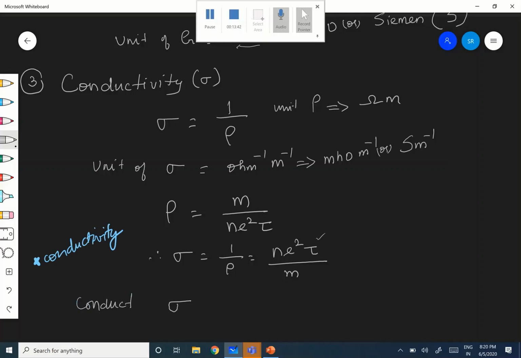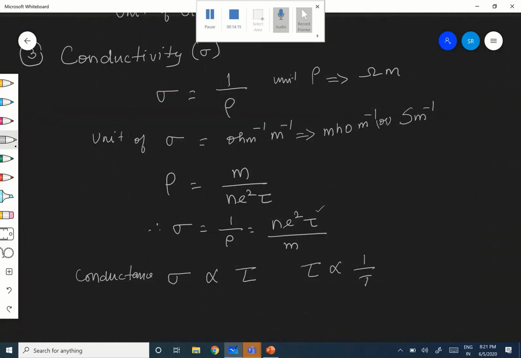Conductance sigma is proportional to the relaxation time. What is relaxation time? The time interval between two successive collisions. And tau depends very much on temperature. The more the temperature, the less tau will be. Are you following? Therefore, tau is inversely proportional to temperature, because the number of collisions will be greater.